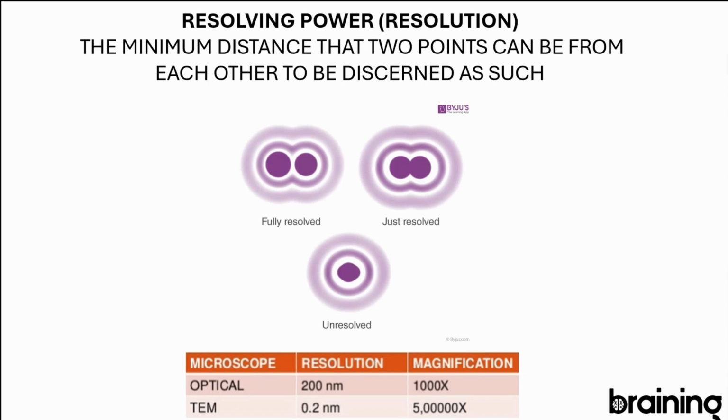The resolving power is the minimum distance that two points can be from each other to be discerned as such. For example, you have these purple dots. So something that is unresolved.